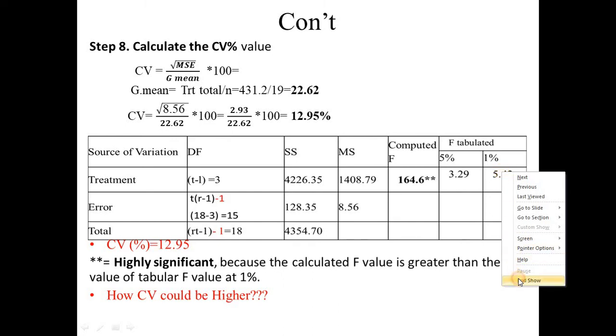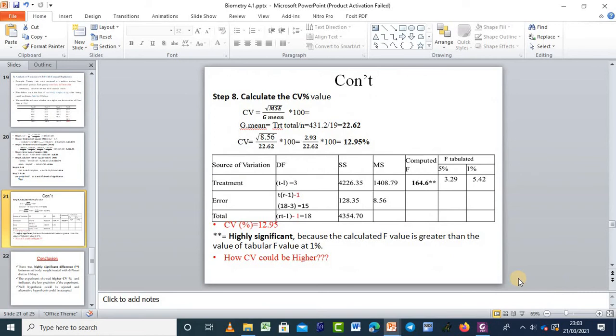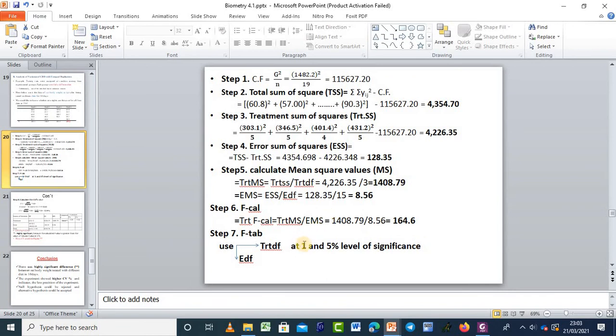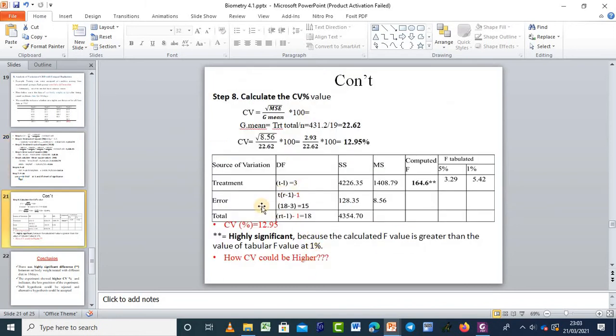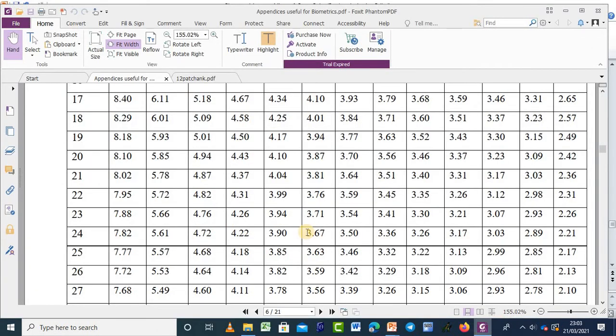to the F distribution table. Here, treatment degree of freedom is 3 and error degree of freedom is 15. We have to go 3 horizontally and 15 vertically. Then the intersecting point will be used as the tabular value for its respective level of significance. Therefore, here it is the F distribution table.